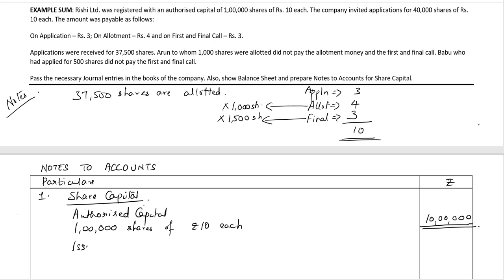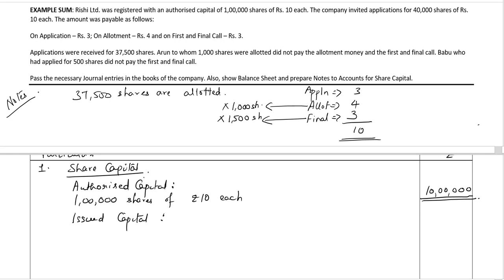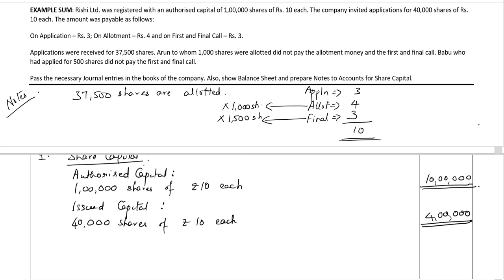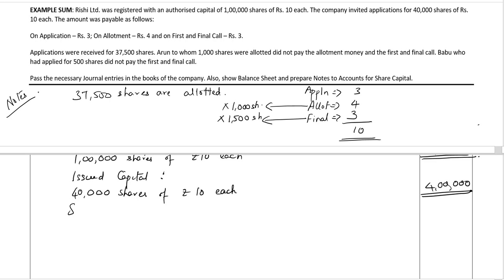Next is issued capital. Number of shares issued, 40,000 shares of rupees 10 each. 4 lakh rupees with a double underline. We'll go on to subscribed capital.